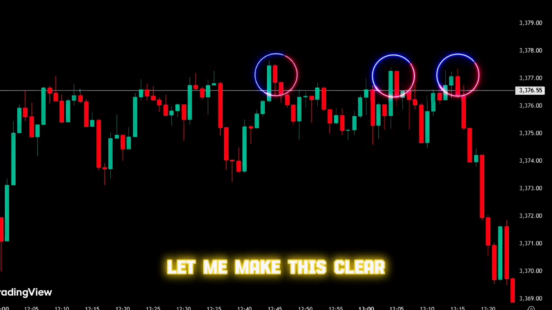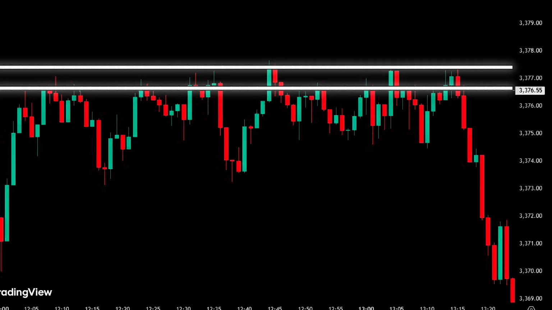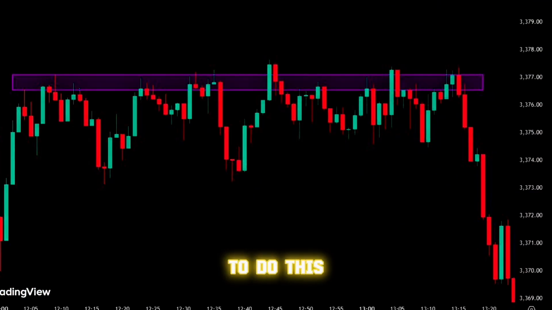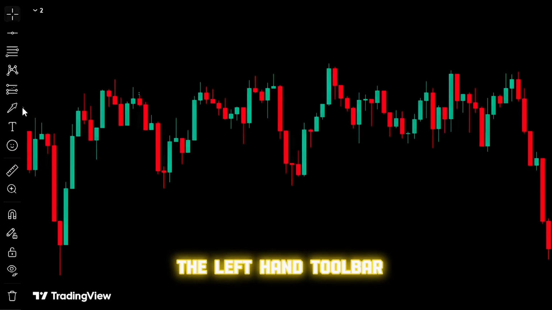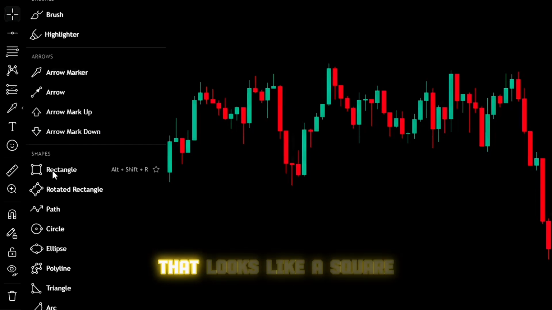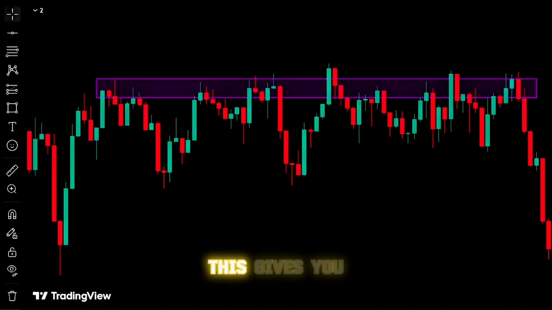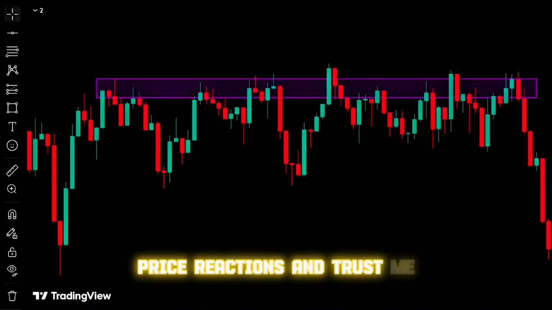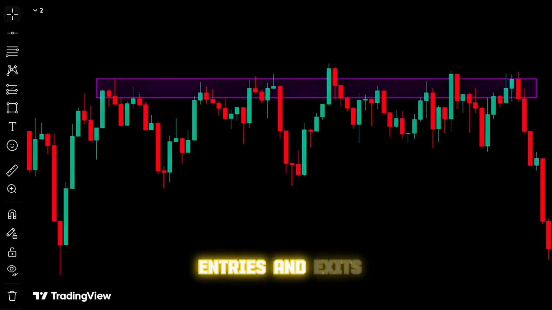Let me make this clear. Support and resistance is not a single line. It's an area, a zone where buyers or sellers are likely to take action. So instead of using just a line, you should draw a complete zone like this. To do this, simply use the rectangle tool on TradingView. You'll find it on the left-hand toolbar. Scroll down a bit and look for the icon that looks like a square. Click it, then drag to mark the entire area. This gives you a much clearer and more accurate level to watch for price reactions. And trust me, this one small change can significantly improve your trade setups, entries, and exits.